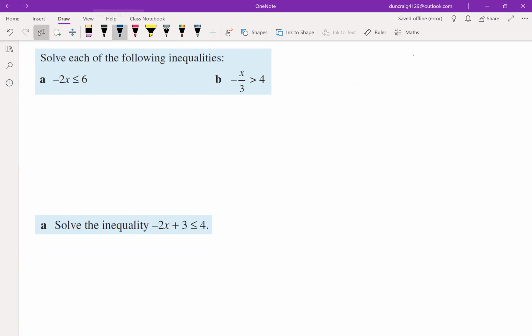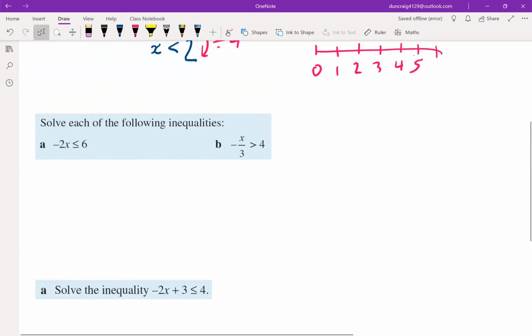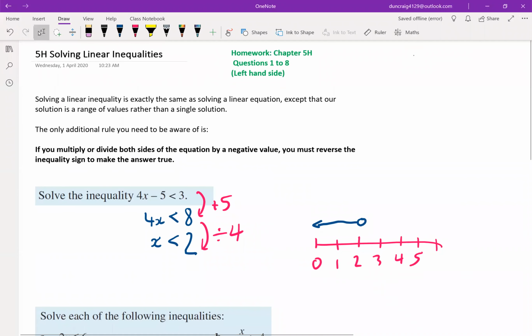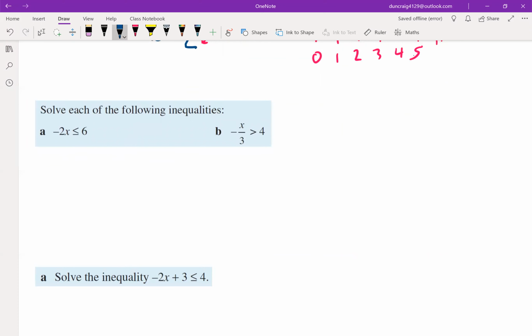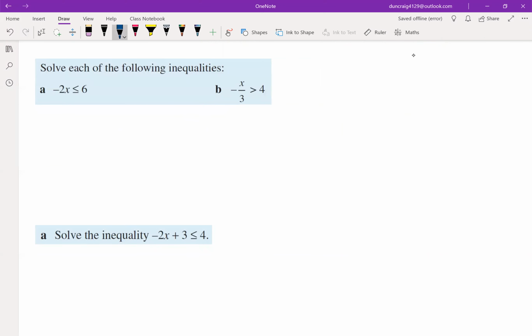What I want to do is I need to get rid of that -2x. So I've got to divide both sides by -2. Now, this is where we come back to our previous rule. When we multiply or divide both sides of the equation by a negative value, you must reverse the inequality sign to make it true. So if I was to do that here, I would get x is now greater than or equal to -3.